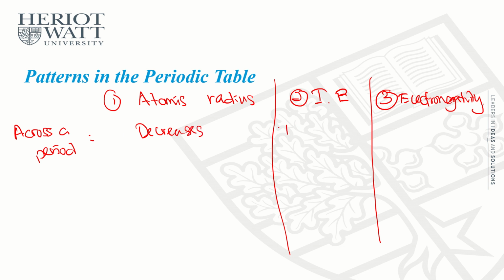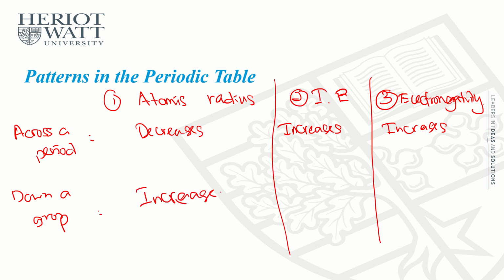Ionization energy actually increases. Electronegativity increases. All right, this is across a period. And what about down a group? So atomic radius increases. Ionization energy decreases. Electronegativity decreases. Okay, now you'll notice that they're actually opposite to each other. Across a period, atomic radius decreases, but it increases going down the group. The same goes for ionization energy and electronegativity.